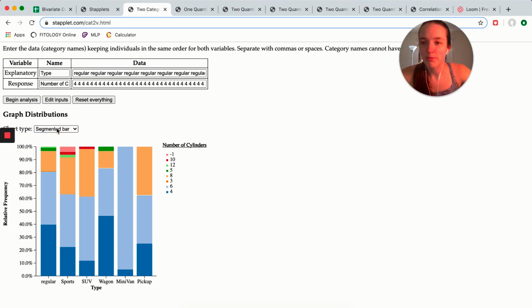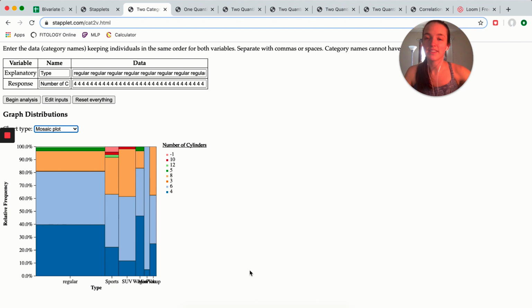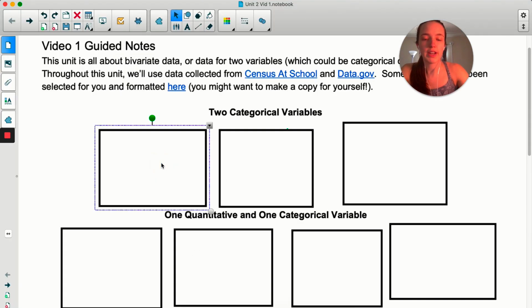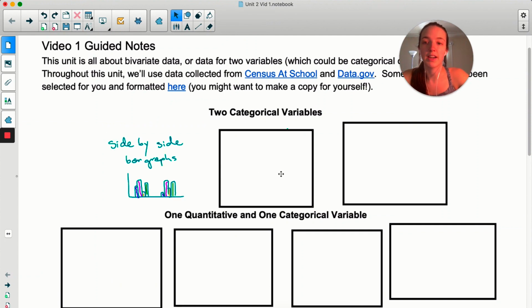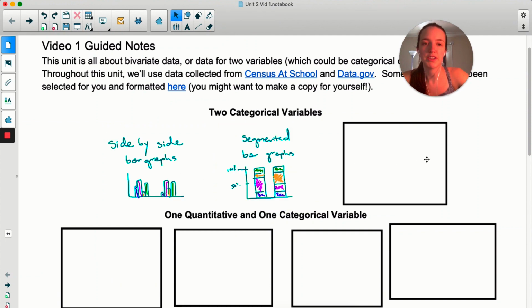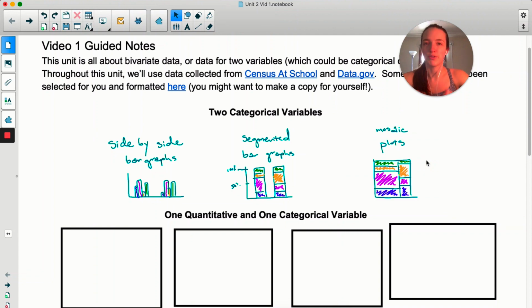And then we also have the mosaic plot, and remember that's basically the segmented bar plot, but the bars are proportional. So there are more regular cars than minivans and pickups, and I can't even read those because it's so smushed. So those three should be very familiar. For two categorical variables, we could make a side-by-side bar graph, we could make a segmented bar graph, or we could make a mosaic plot. Now, if you're taking notes along with this video, you might just want to do a sketch. At the bare minimum, just write down the names of those types of graphs.